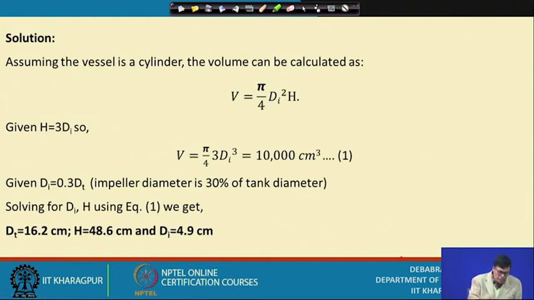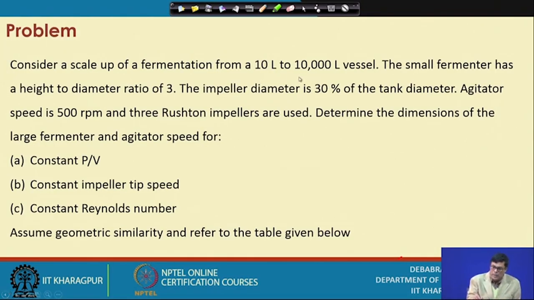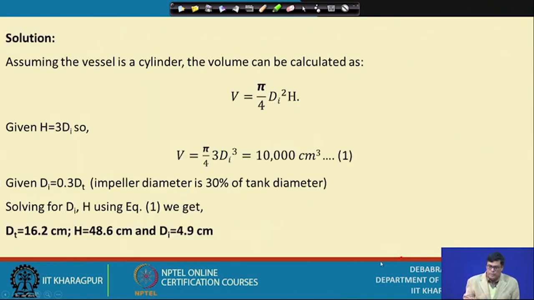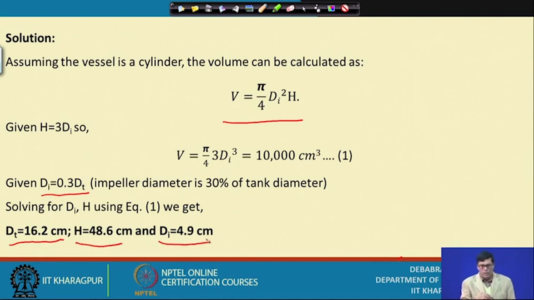So now let us see how we can solve this. Initially we have 10 liters and that is to be scaled up to 10,000 liters, am I right? This is the equation that we have. The volume of the cylindrical vessel is V equal to pi by 4 D squared into H, and we know that H equal to 3 D. Then we can find the value of D, because DI equal to 0.3 DT, that is 30% of the tank diameter, as I already explained. Then we can find out the DT value, the H value and the DI value. So in the small reactor, we can easily find out the height, the diameter, the impeller diameter and the tank diameter.